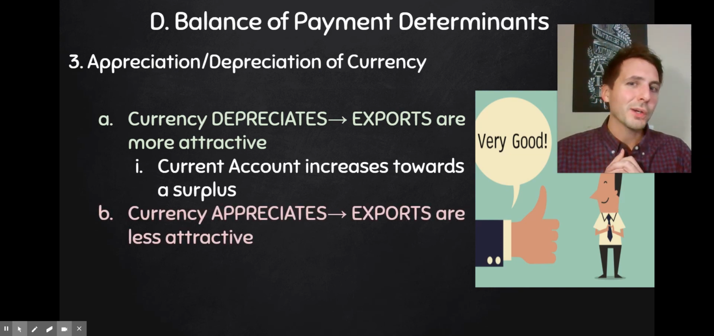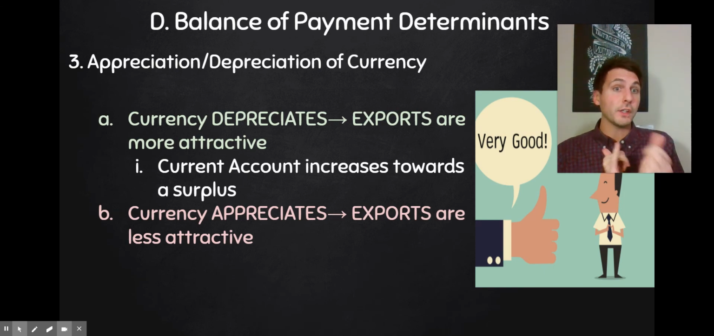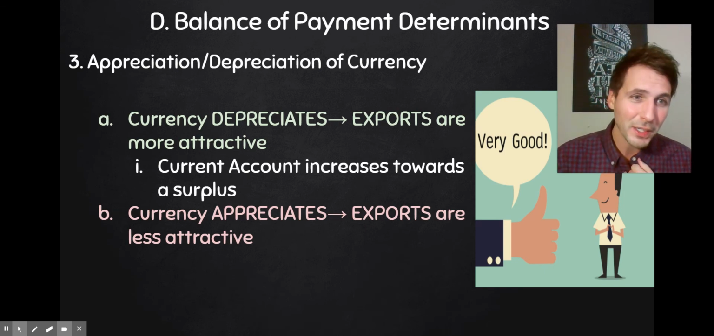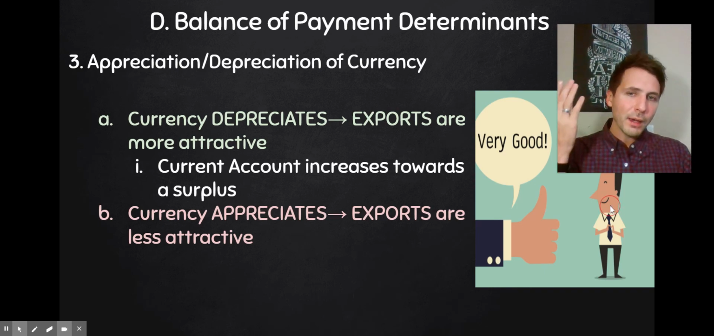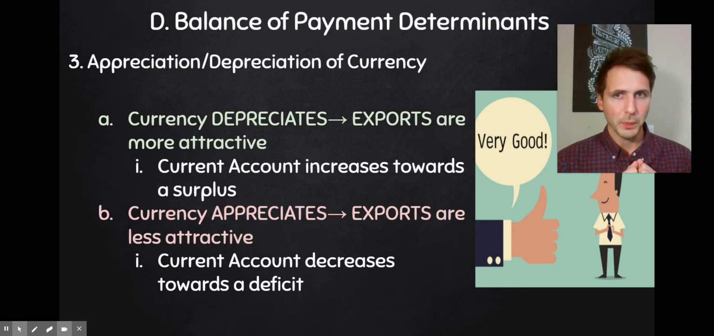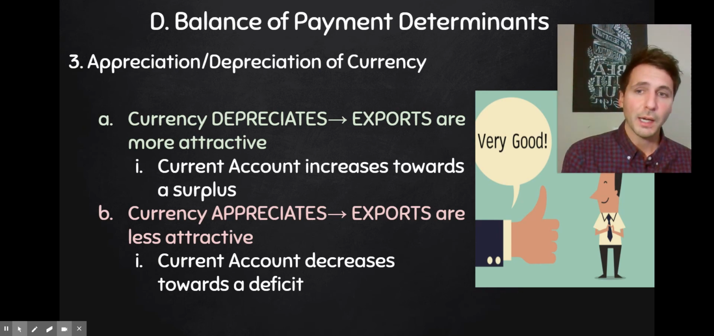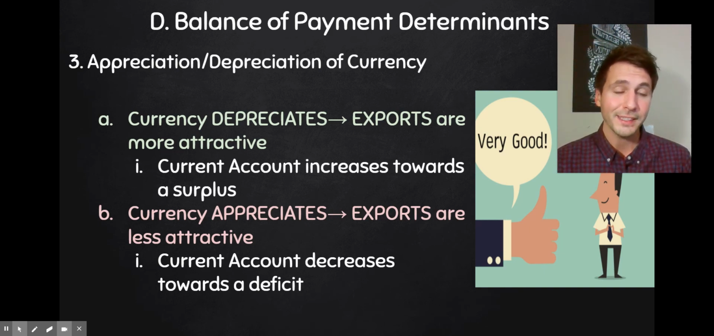And vice versa, when our currency appreciates, exports are going to be less attractive because our goods are going to look relatively more expensive, right? When they exchange their currency to buy our goods, they're going to get less American dollars for every euro or every yen or every yuan or whatever it is that they're exchanging. As a result, we have our current account decreasing towards a deficit. In other words, there's an inverse relationship here between appreciation and our current account. If our currency depreciates, our current account moves towards a surplus. If our currency appreciates, our current account is going to move towards a deficit.